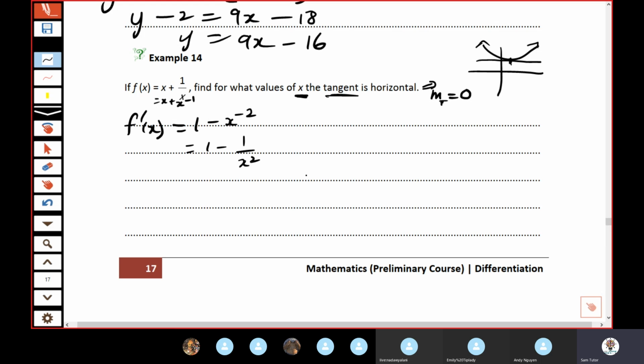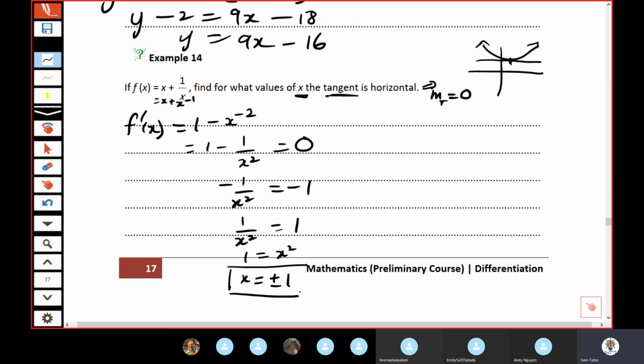There it is. We know that the gradient of this is equal to 0. And you're trying to find x. So pretty much just solve for x now. Basic stuff. Times them both by -1, multiply x squared over, therefore x equals plus minus 1. Be careful when you square root that, you've got to write plus minus 1.